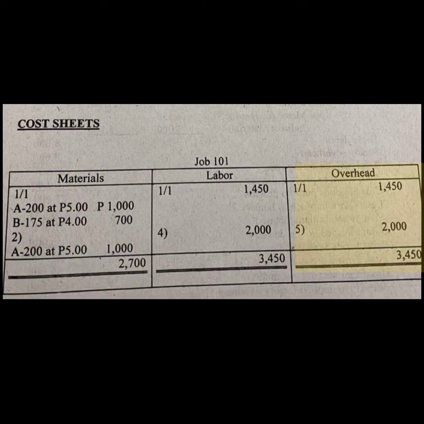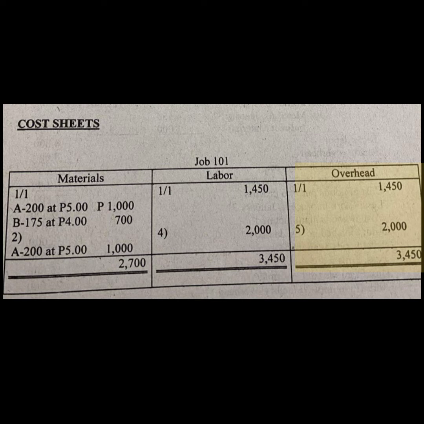For the overhead, we have 1,450. It is 1,450 because the factory overhead applied is 100% of the direct labor cost. The direct labor cost is 1,450. So, 1,450 times 100% is equal to 1,450.